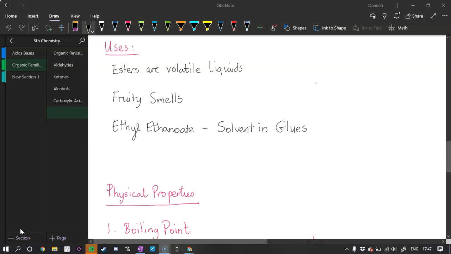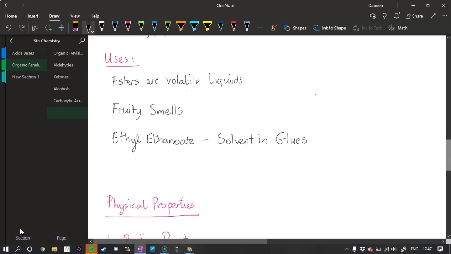Okay, just to finish off the last couple of parts of esters. So the first thing you've got is uses. First of all, esters are volatile liquids. Now, volatile doesn't necessarily mean what you think it does. Volatile liquid means it has a low boiling point, and all the esters have that.